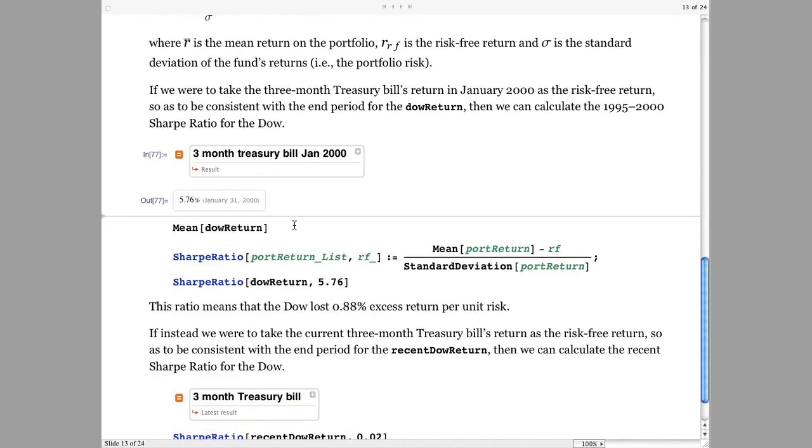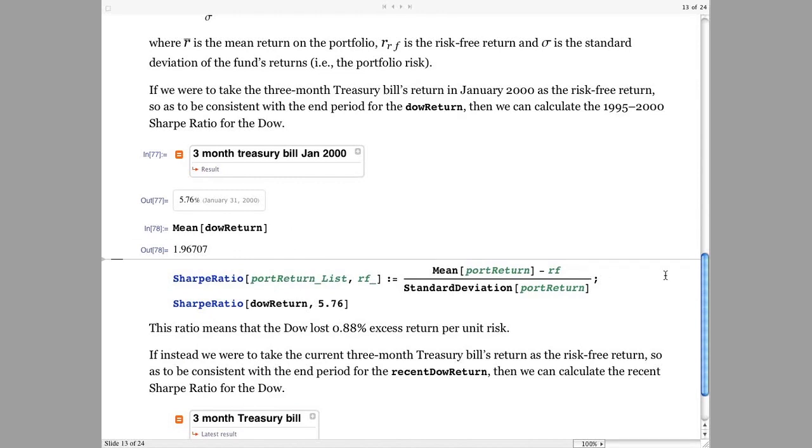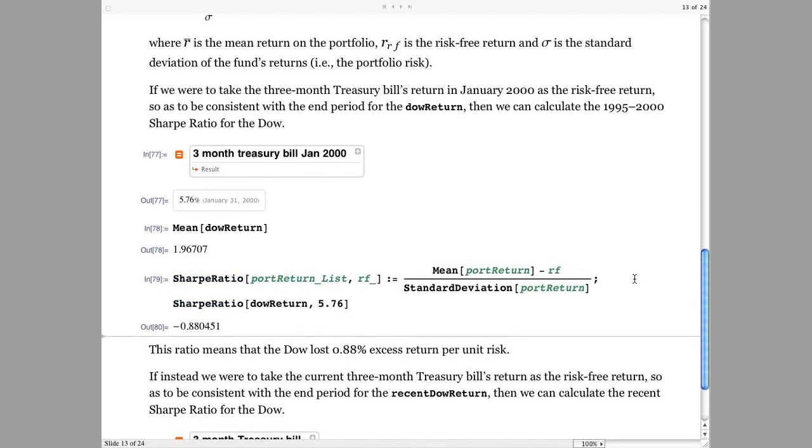Let's take a look at our mean of Dow return. Okay, write a little formula to define the Sharpe ratio. The Sharpe ratio of Dow return, given 5.76% of 3-month Treasury bill in January 2000, is negative 0.88. That means that Dow lost 0.88% excess return per unit risk.